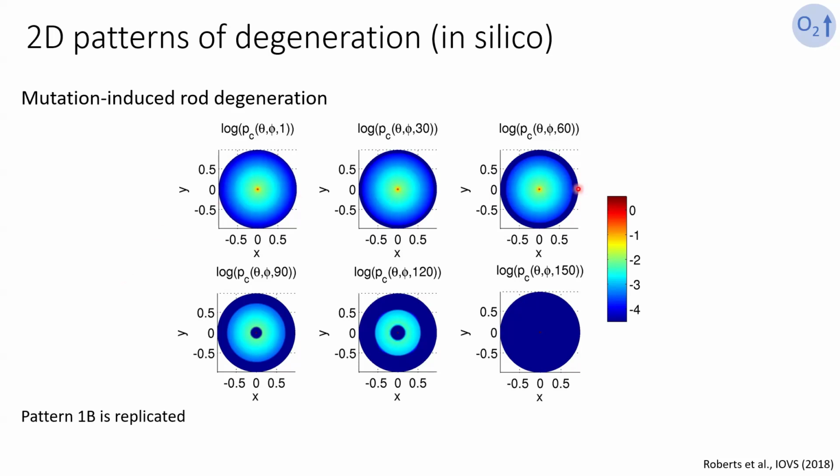So here I'm just plotting the cone distribution. I'm taking the log just to make it easier to visualize. Again, time is increasing 1, 2, 3, 4, 5, 6.